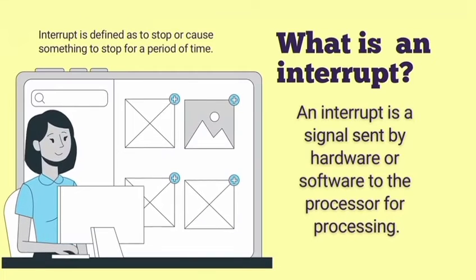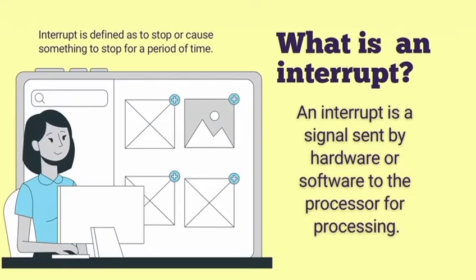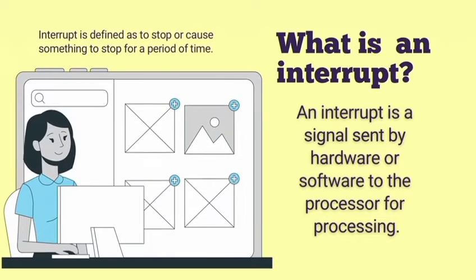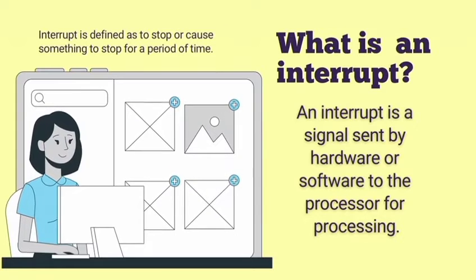First of all, let's discuss what is actually an interrupt. By definition, an interrupt is a signal sent by hardware or software to the processor for processing, as to stop or cause something to stop for a period of time.